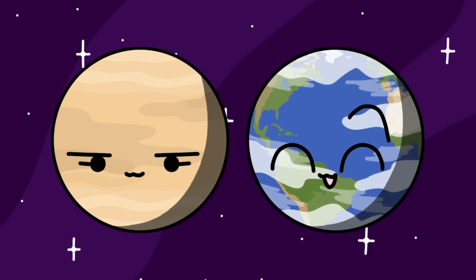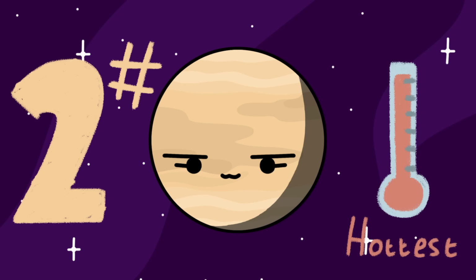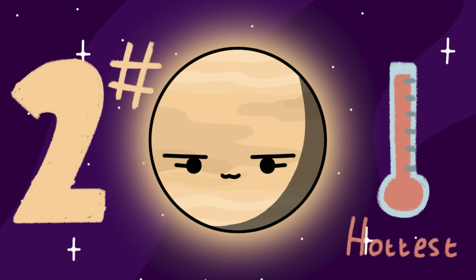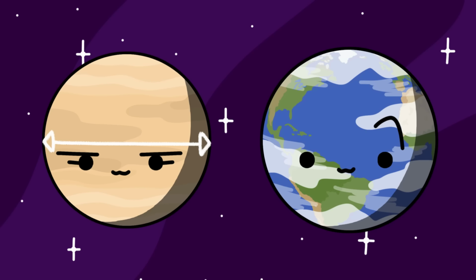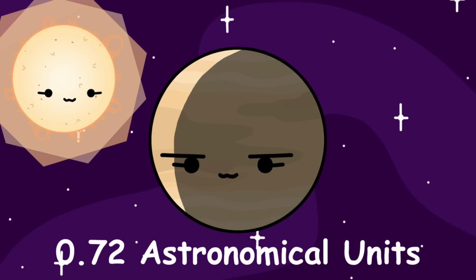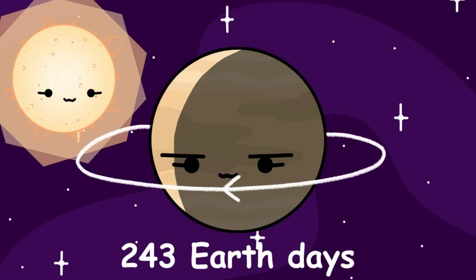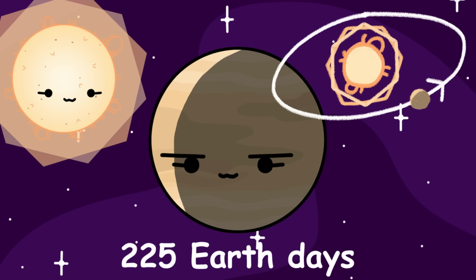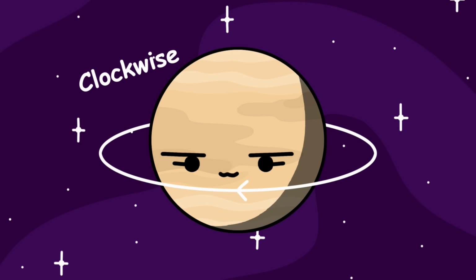Venus. Venus is the next planet to the Sun. Despite it being the second planet to the Sun, Venus is actually the hottest planet in our solar system. This is due to Venus having a thick atmosphere that traps heat, one that is over 90 times thicker than Earth's. Venus has a diameter of 12,104 kilometers, which is about the same size as Earth. Venus orbits the Sun at around 0.72 AU, or 108 million kilometers. It takes Venus 243 Earth days to rotate once on its axis, meanwhile taking 225 Earth days to orbit the Sun once. Also, Venus spins in the opposite way of every other planet's spin.